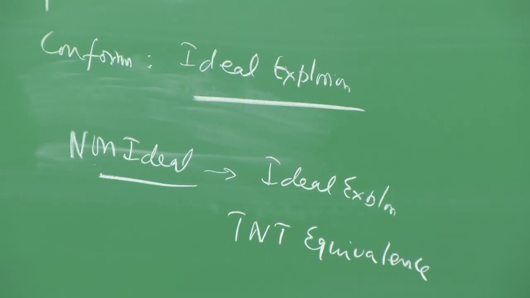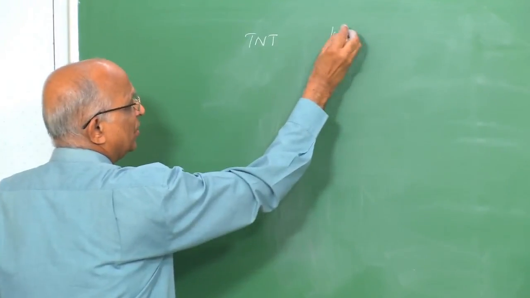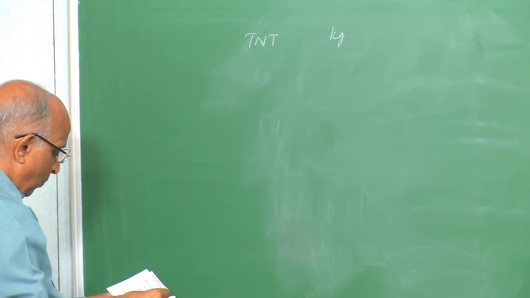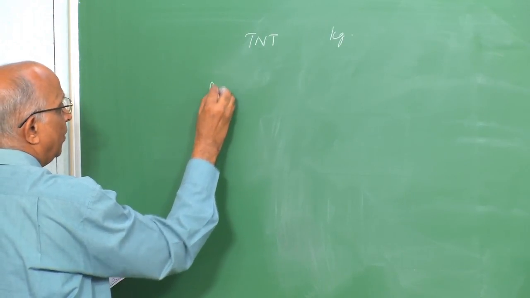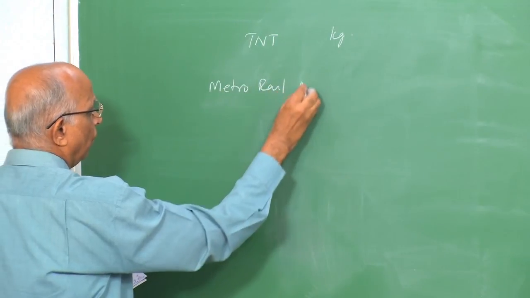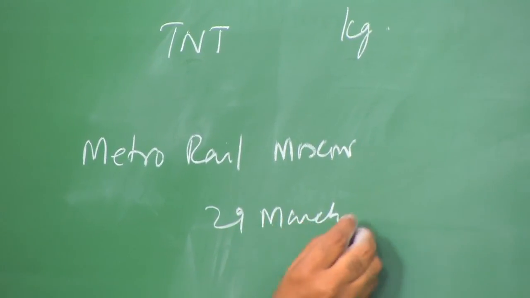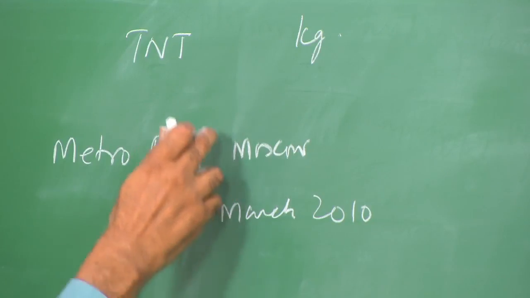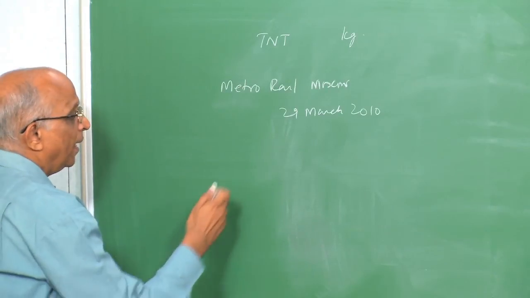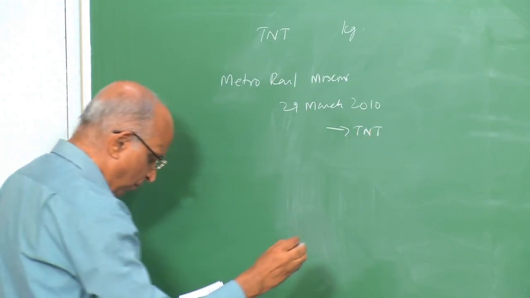Whenever any explosion occurs anywhere, when news comes of the explosion, automatically we say the TNT equivalence of the explosion is so much kg. Let me take one particular example: an explosion in the metro rail in Moscow, on 29th March 2010. Some Chechen rebels planted a bomb in the metro rail and it killed a few people. What was reported was that the metro rail explosion in Moscow had a TNT equivalence of 4 kg.